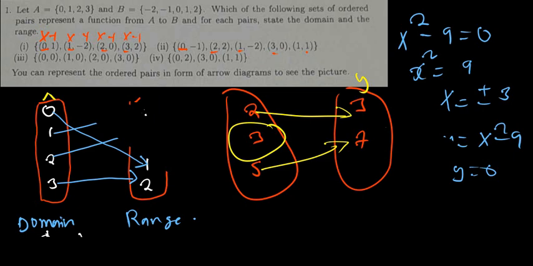Now here they are saying state the domain and range. The domain, these are just values of x. So you can say the domain for the first one is 0, 1, 2, 3, you put them in like that. That's the domain. Range, the values of y, you list them.